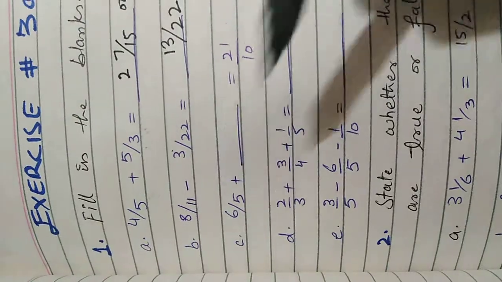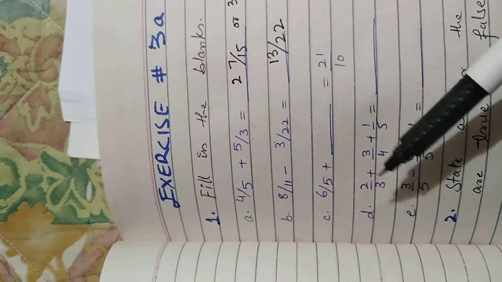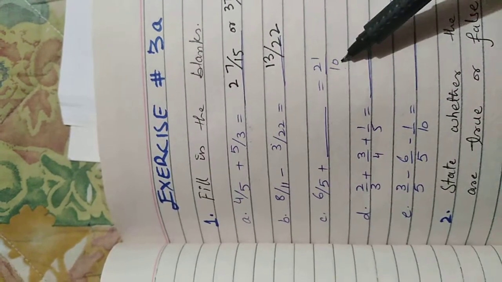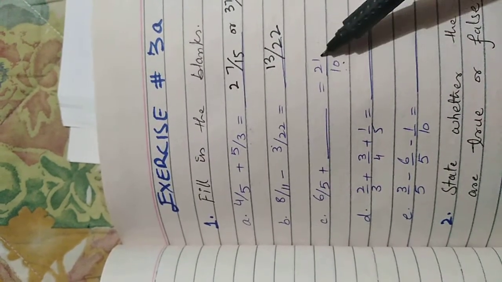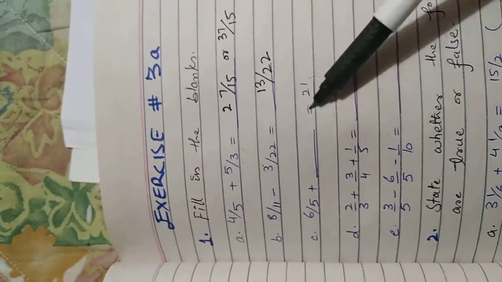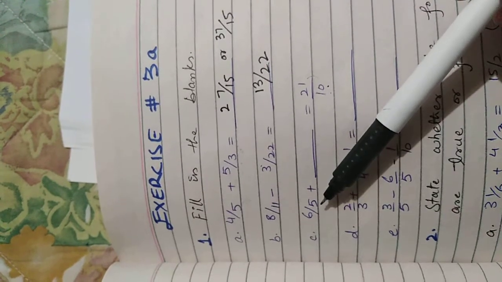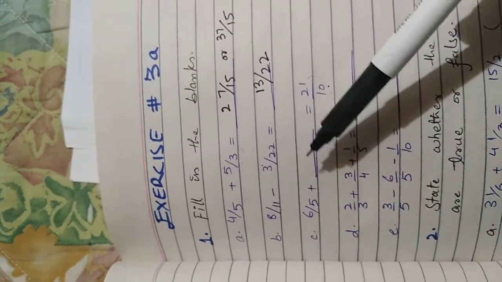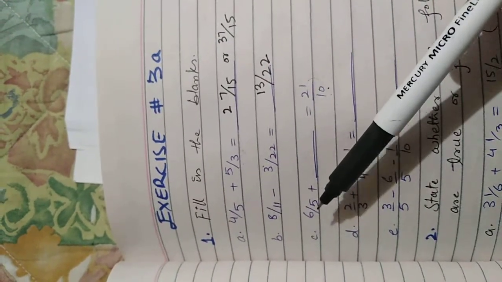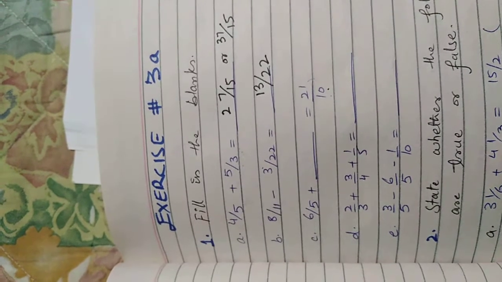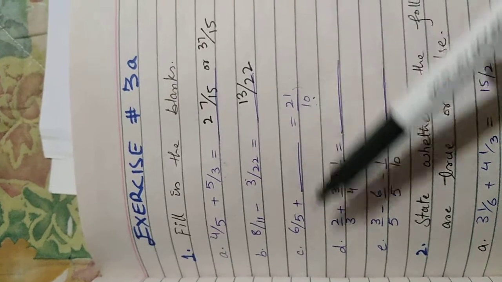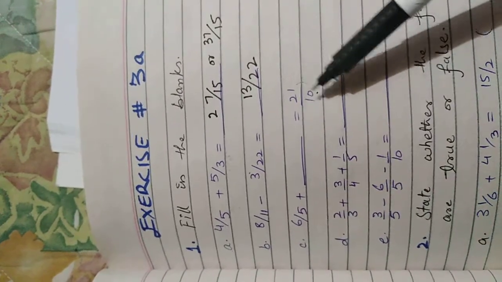Now part C. Here the sum of two fractions is equal to 21 by 10. The sum is given and one fraction is known. When the sum and one number are known, we can find the other number easily by subtracting the known number from their sum. So we use this method. So we subtract 6 by 5 from 21 by 10.